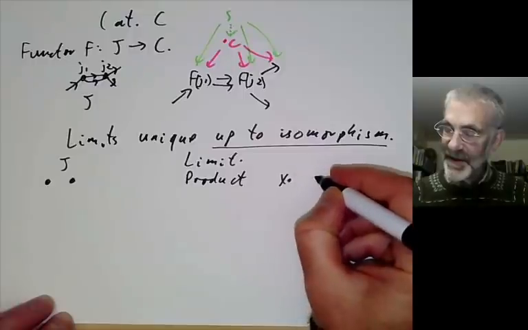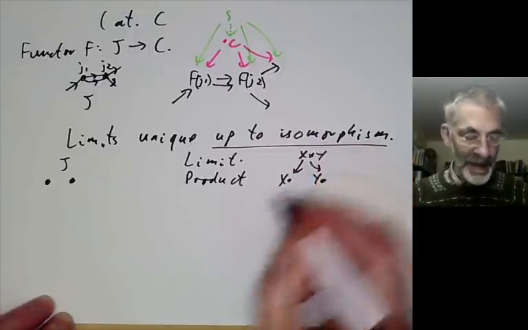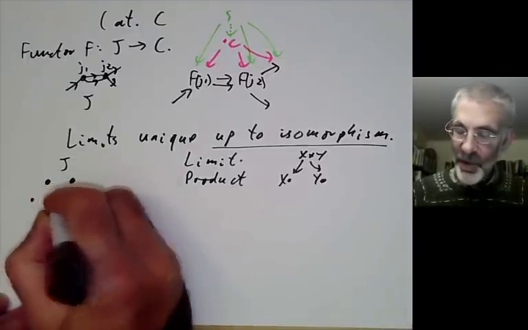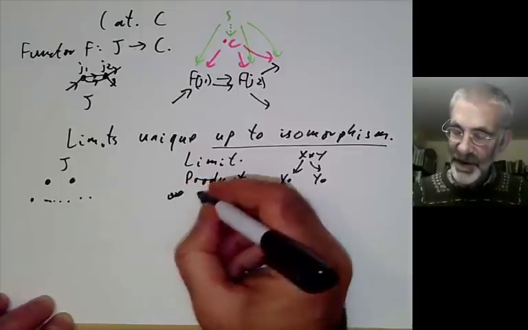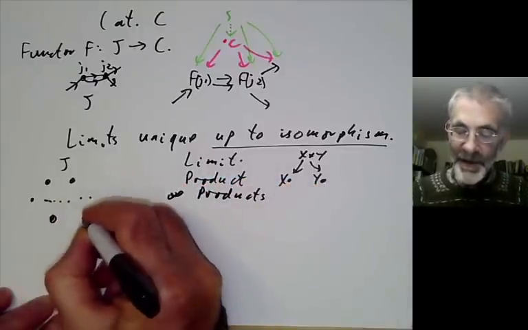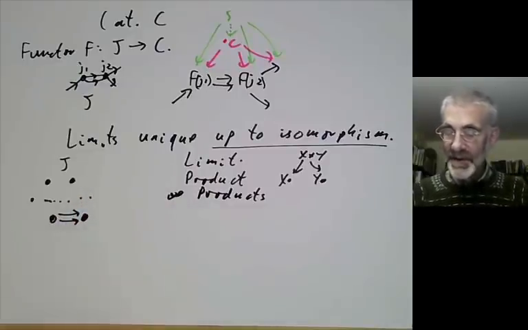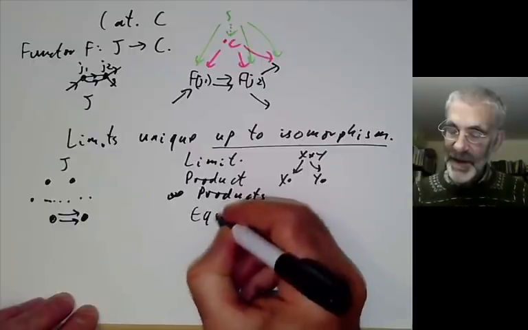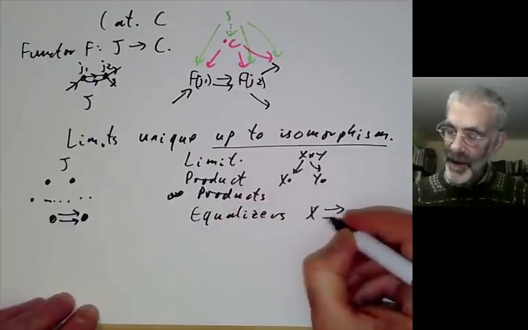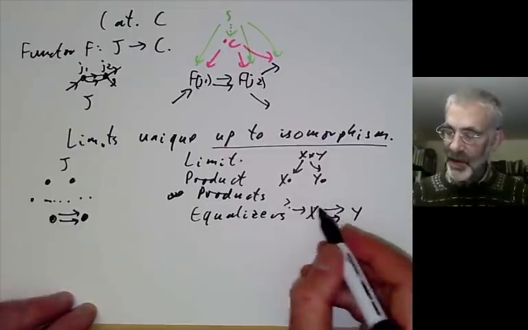So we just have X and Y, and we want X times Y mapping to both of these. Or J could be an infinite number of points, and this would give us infinite products. Or J could be this category here. We just take two objects and two morphisms between them, and then the limits are going to be the equalizers, because we've just got a map X and two maps to Y, and we want something mapping to X, making all these equal.